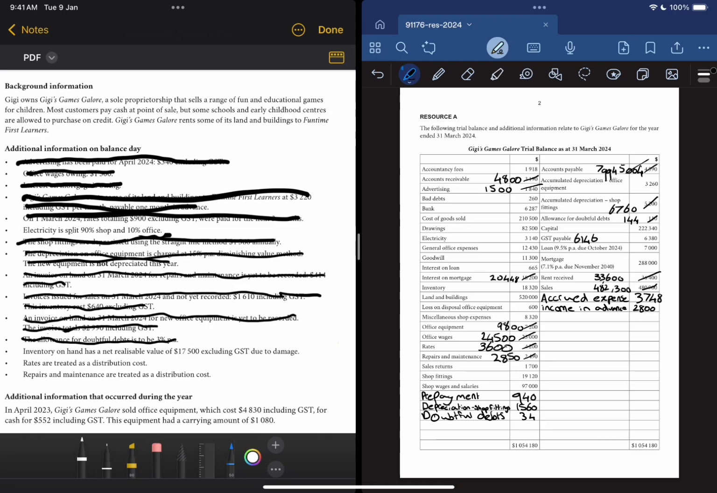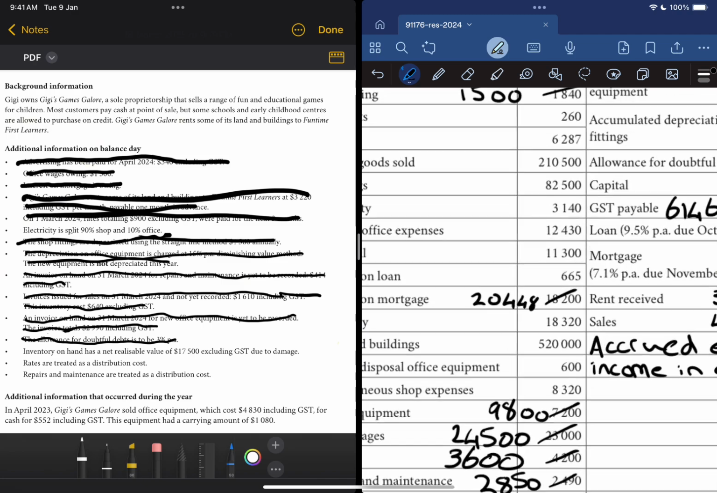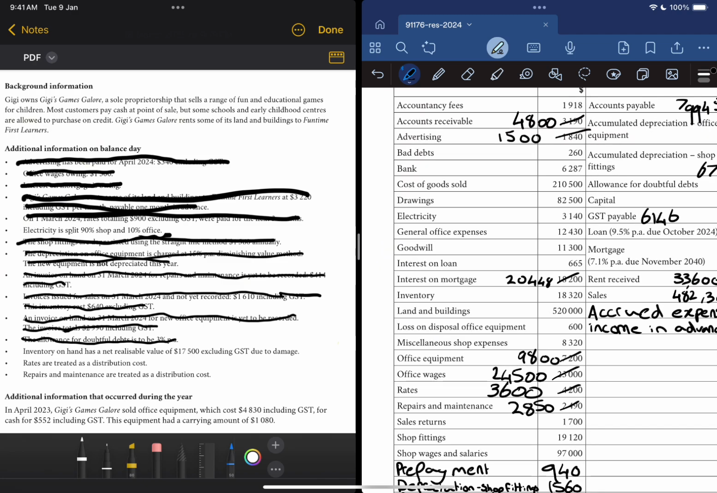Inventory on hand has a net realizable value of 17,500. Sorry, guys, excluding GST due to damage. Okay, so what that means is we need to decrease our inventory, which is an asset, down to 17,500. Okay.